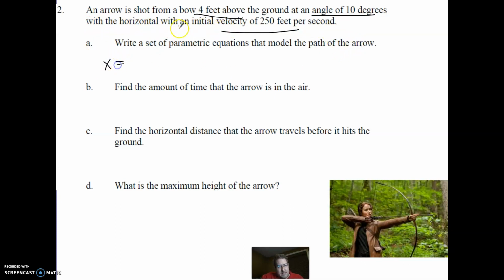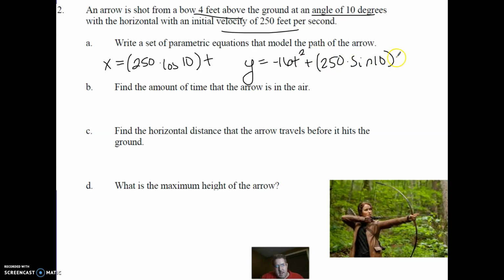All right, so that's x equals, so that would be parenthesis, velocity is 250 times cosine of the angle, and then times t amount of time. So y is equal to negative 16t squared plus parenthesis 250 times sine of 10 times t plus the starting height, which was 4 feet. All right, find the amount of time that it'll take for the arrow to be in the air.